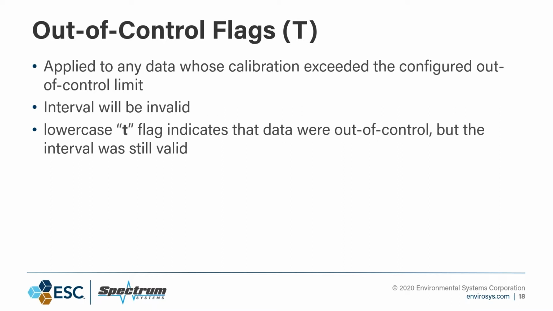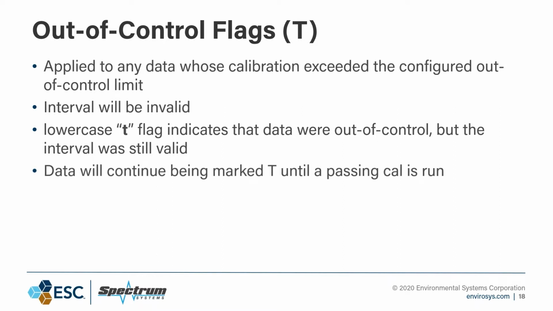So if you're offline but you're out of control, you will report an uppercase F, a lowercase t, and a greater than. Remember, all offline data is valid on the hourly level. However, on the minute data, we'll still have an uppercase T. And the data will continue to be marked out of control until a passing cal is run. So in other words, if you're offline but you have a lowercase t, as soon as you come online, you will be out of control, and it will be marked out of control until you pass an online calibration.